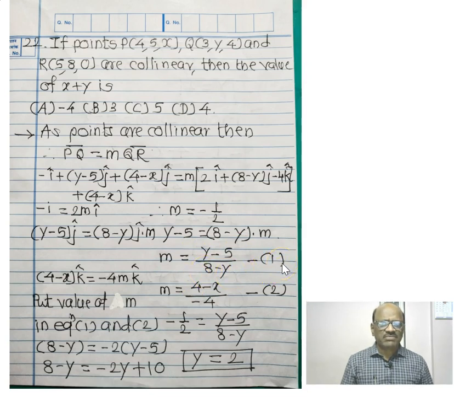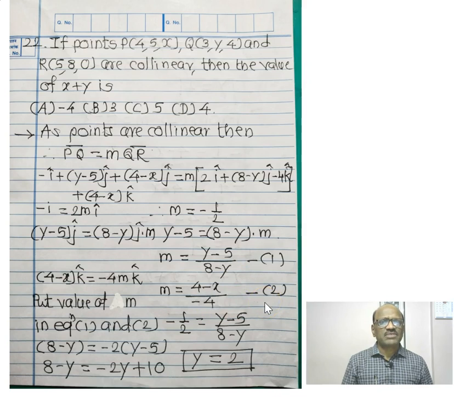This is equation number 1. What about the last one? Equate the coefficient of k. That is, 4 minus x k cap is equal to minus 4m k cap. Therefore, m is equal to 4 minus x upon minus 4.